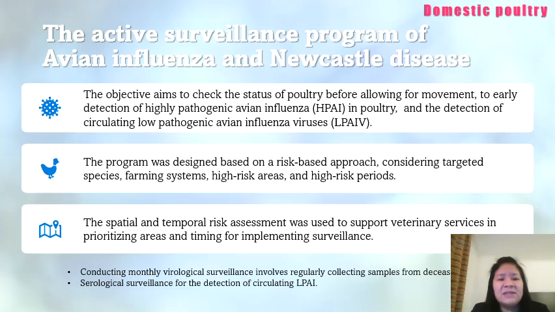So the program was designed based on a risk-based approach. We don't collect from all the animals or poultry, but we consider targeting by species, farming system, high risk area, and high risk period of the year. The assessment is used to support the vet services in prioritizing area and timing of implementing surveillance. As you know, we might not have that much budget to do whole-country surveillance, so it is basically risk based.